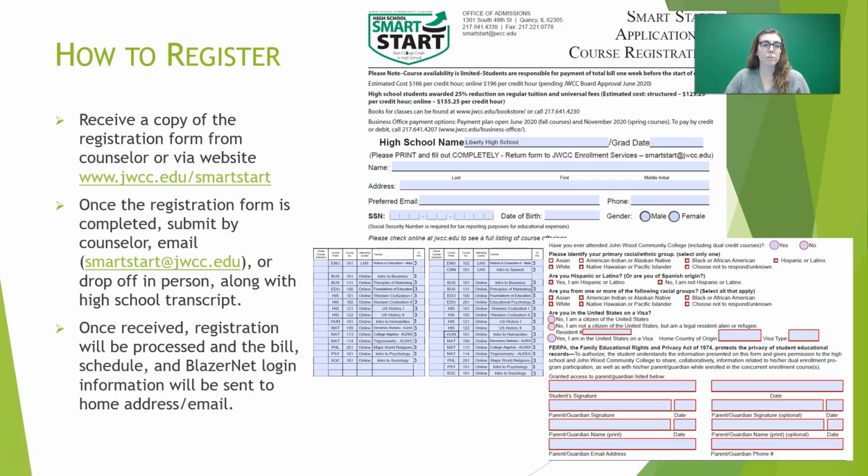And then once I have both the form and the transcript, I will get the student registered, and we will start the process of billing. I'll send the schedule out in the mail, and then the BlazerNet login and all the course information will be sent out as well. I do want to mention that we are piloting online registration, so in the next couple of weeks, I will have an online registration ready to go.